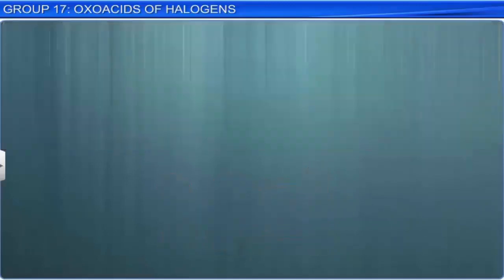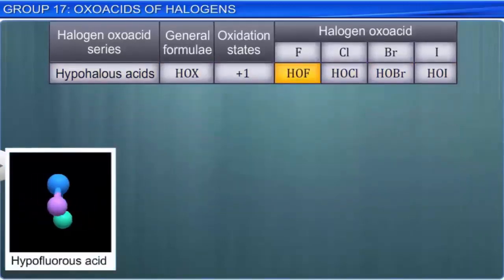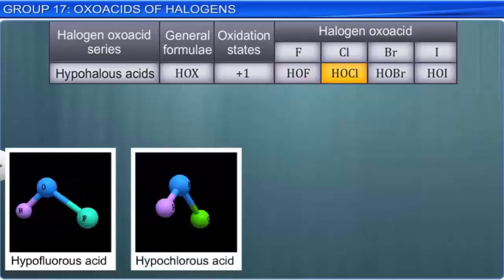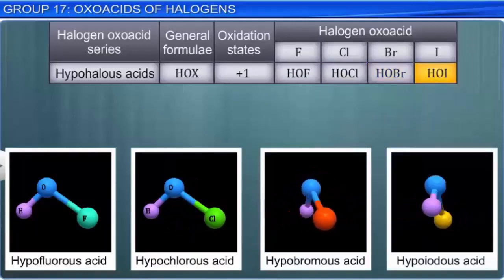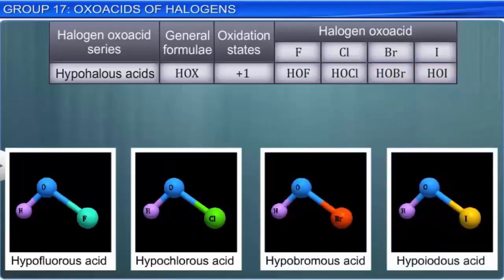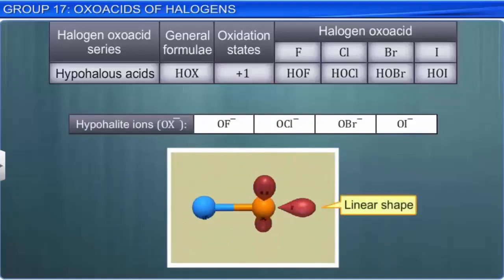The first series, that is, hypohalous acids, include hypofluorous acid, hypochlorous acid, hypobromous acid, and hypoiodous acid. The halogen has the oxidation state of +1 in hypohalous acids. The respective hypohalite ions have a linear shape owing to the presence of 3 lone pairs of electrons on the central halogen atom, as shown here.